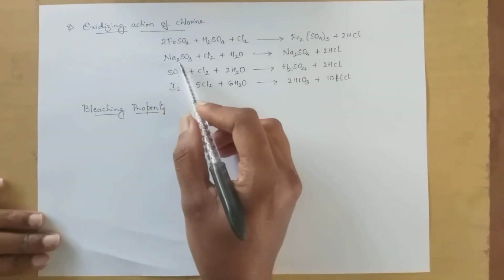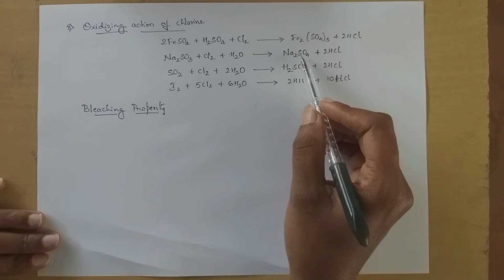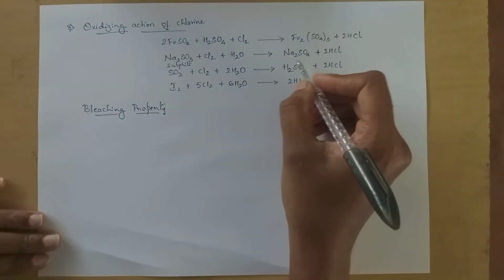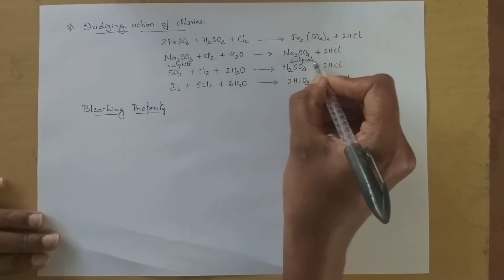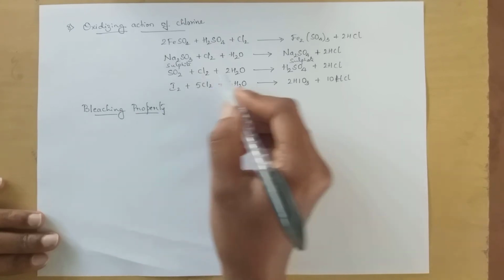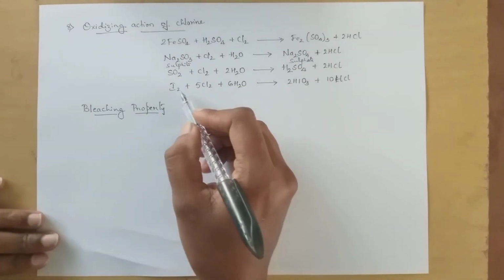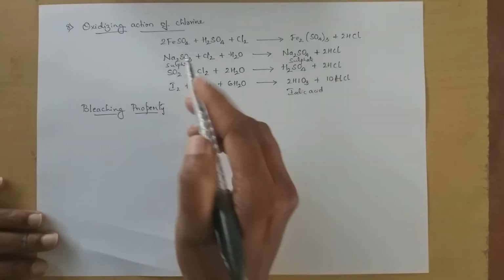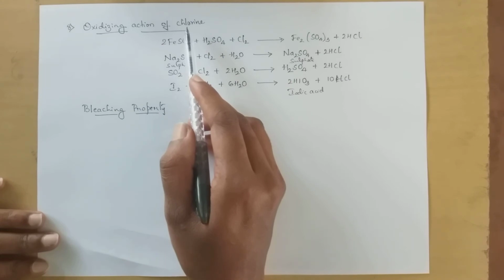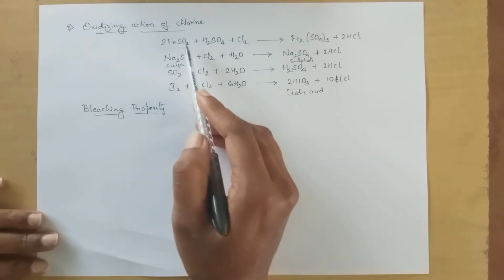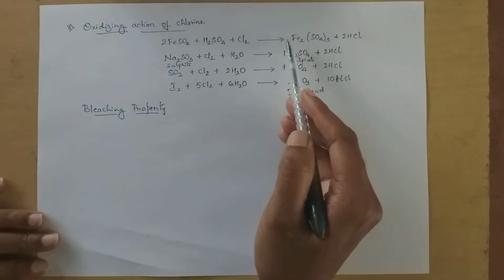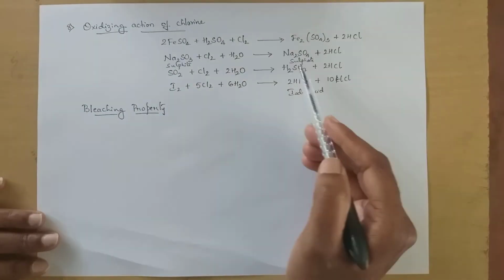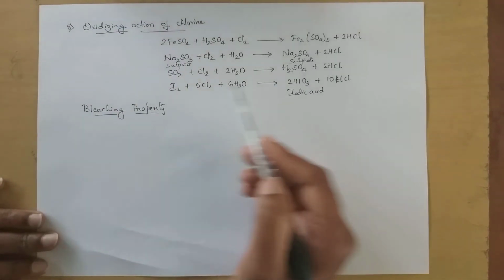Then sodium sulfite to sodium sulfate. Then sulfur dioxide to sulfuric acid. Then iodine to iodic acid. So chlorine acts as a good oxidizing agent. It easily oxidizes ferrous sulfate to ferric sulfate, then sodium sulfite to sodium sulfate, sulfur dioxide to sulfuric acid, iodine to iodic acid.